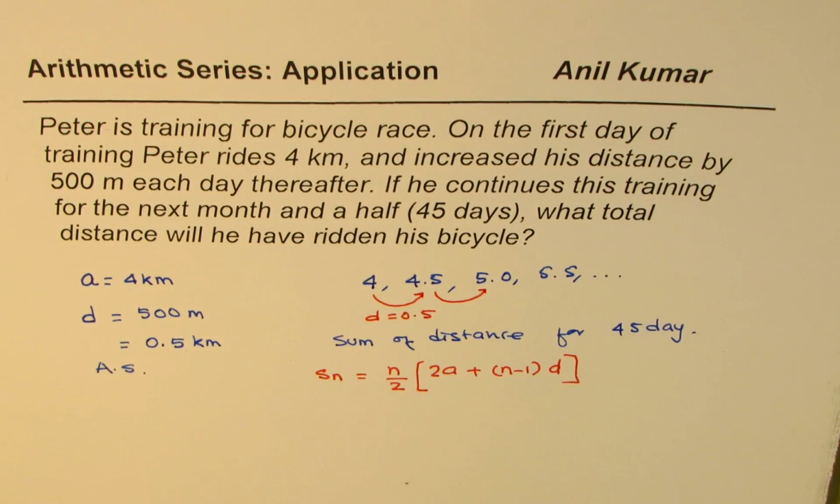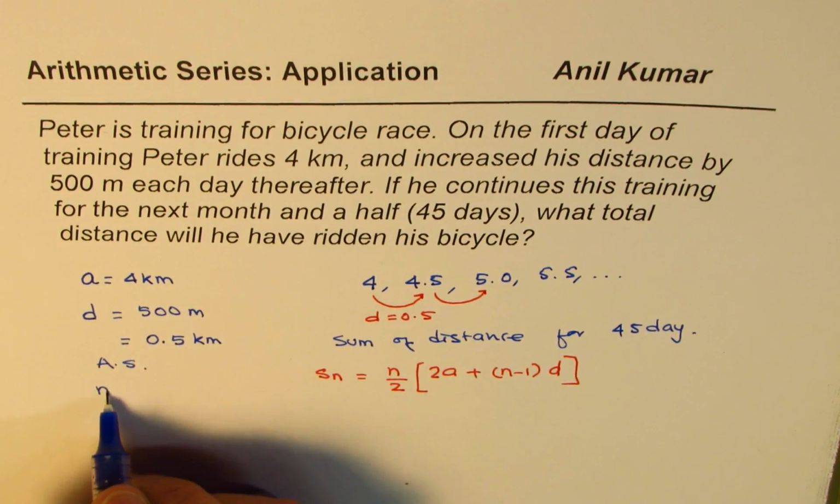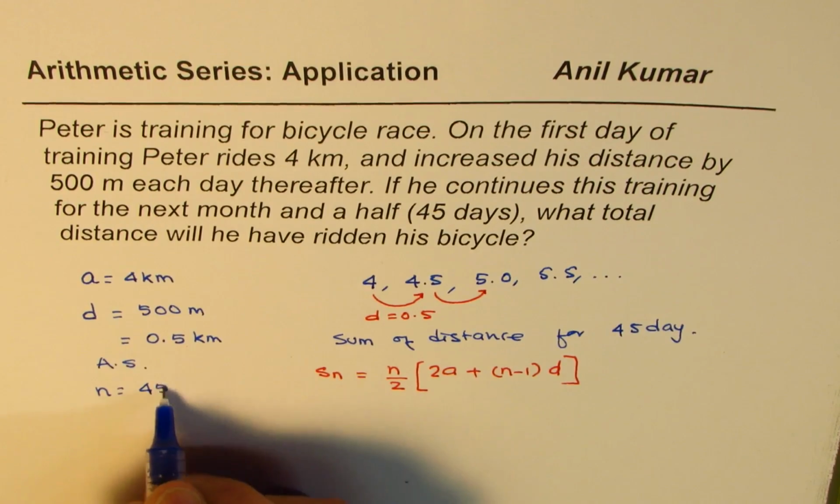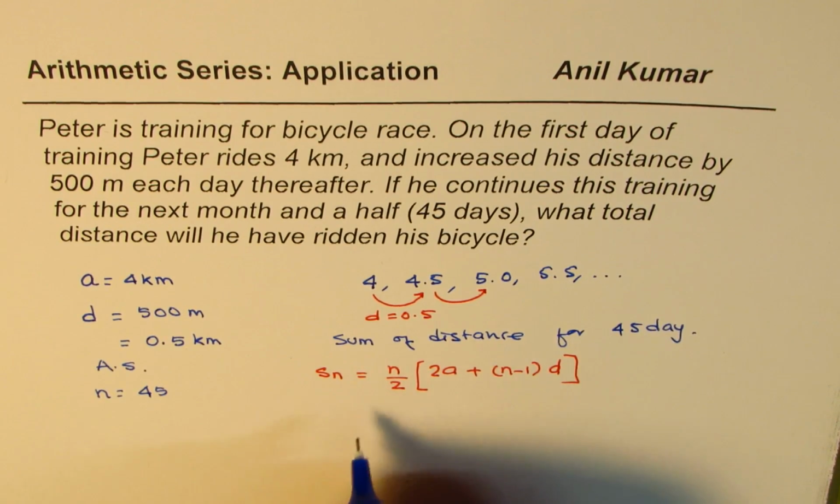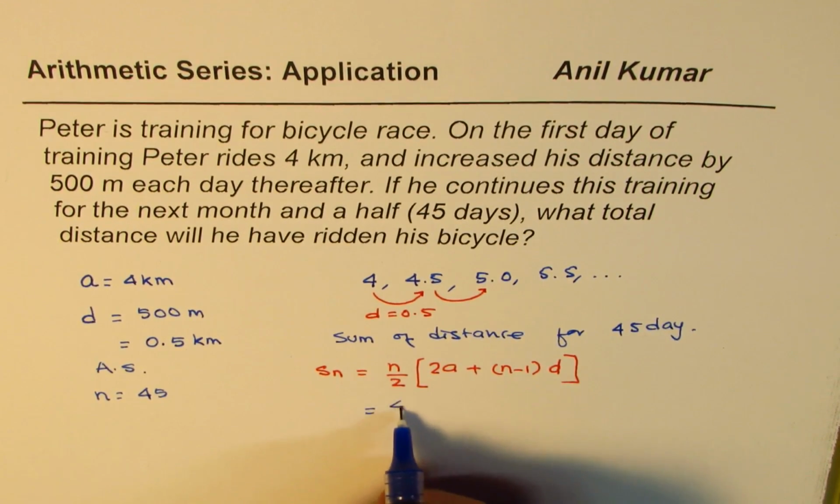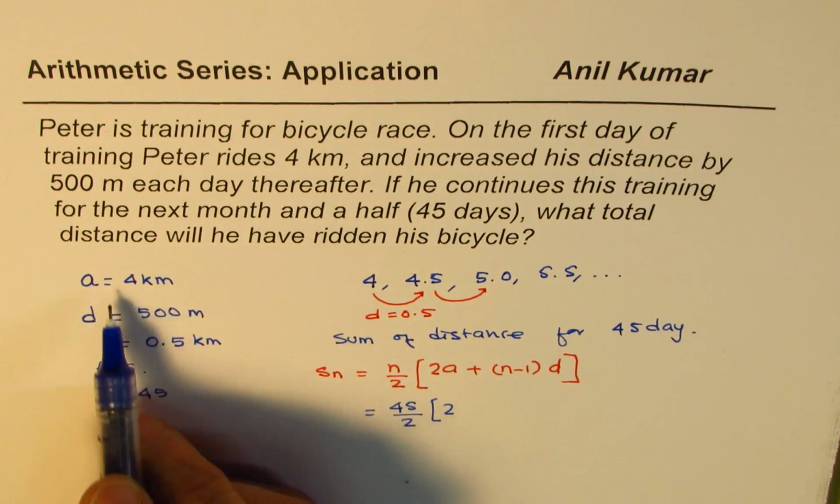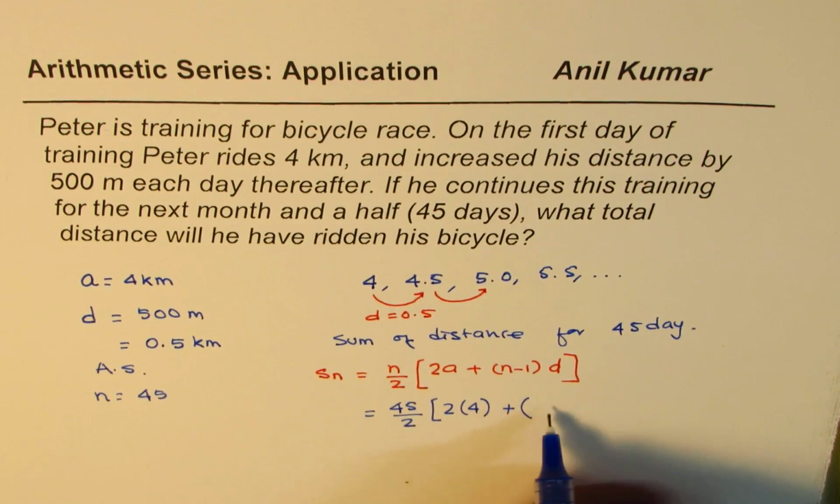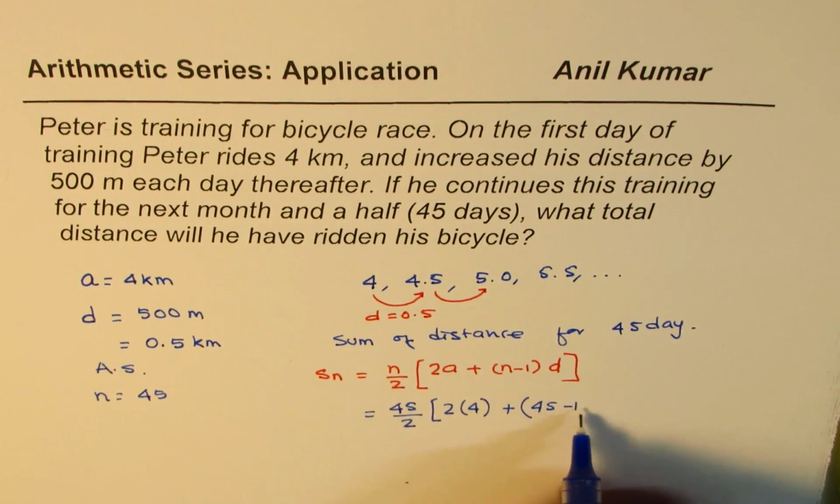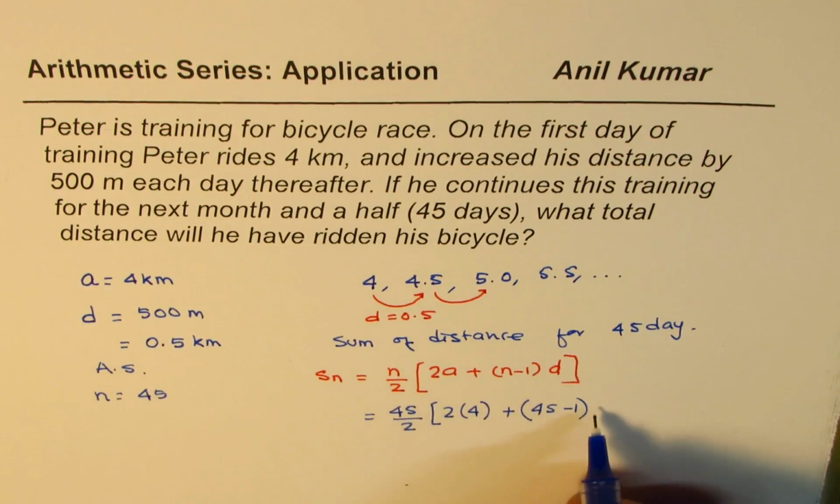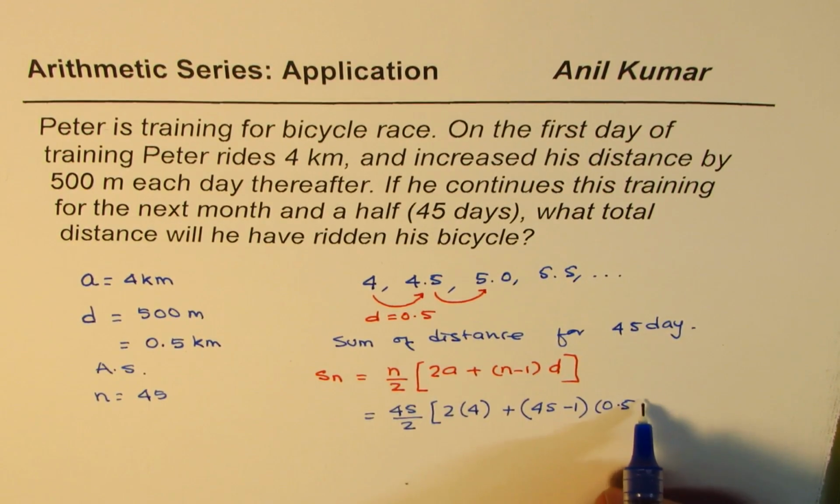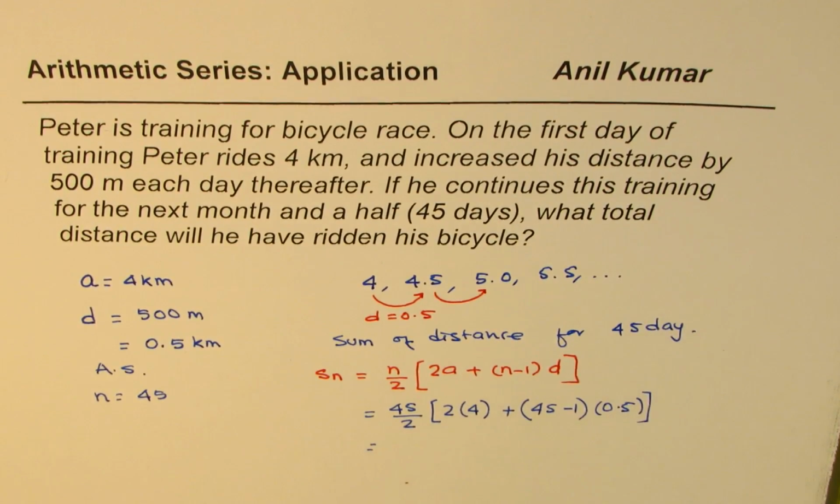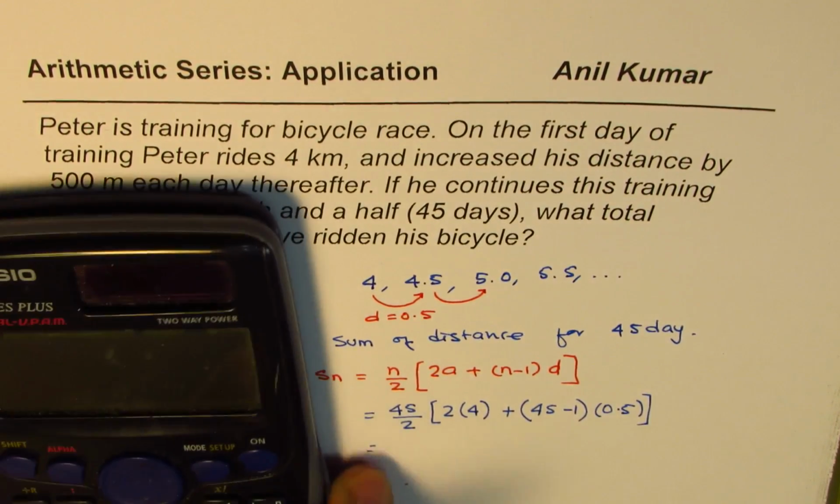And since we know in this particular case that n is 45 days, we'll substitute all these values and just calculate. So n is 45, so we get 45 divided by 2, times 2 times A, where A is 4, the first day distance was 4, plus n, which is 45 minus 1, times D, which is 0.5, correct? So that gives you the result. Let's use the calculator and figure it out.